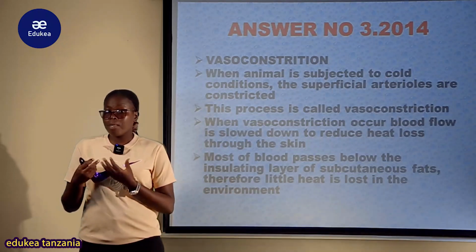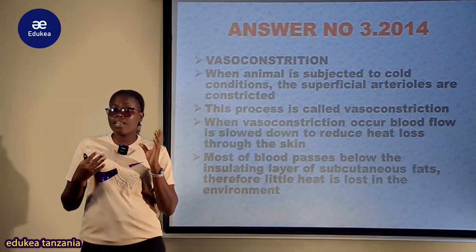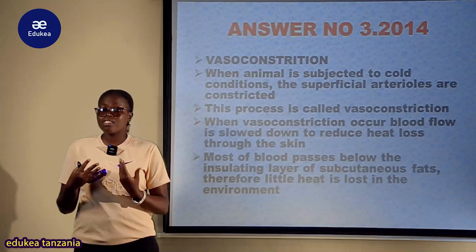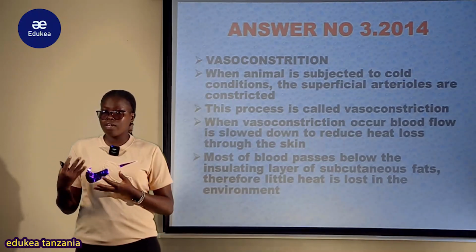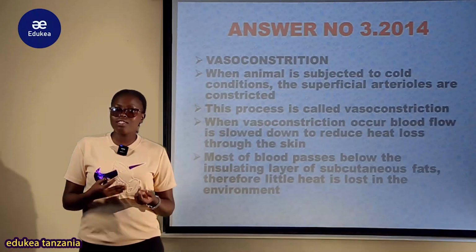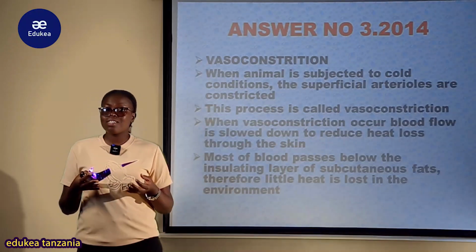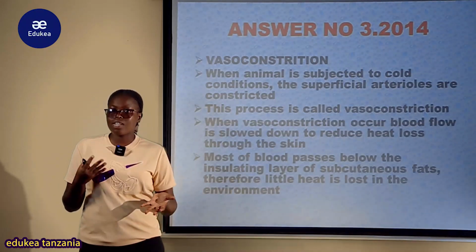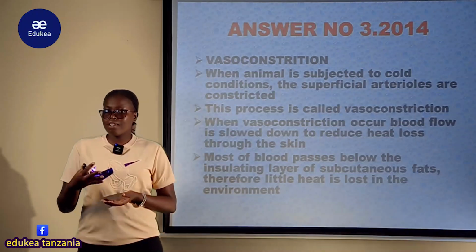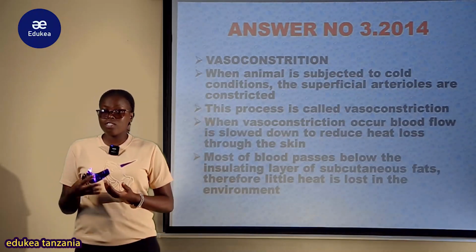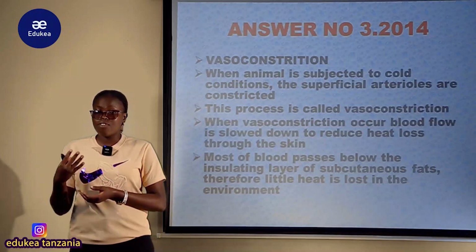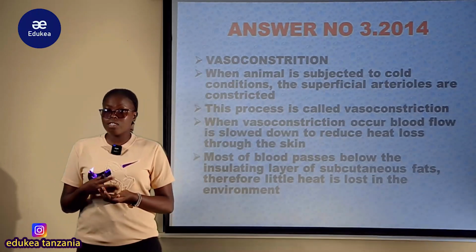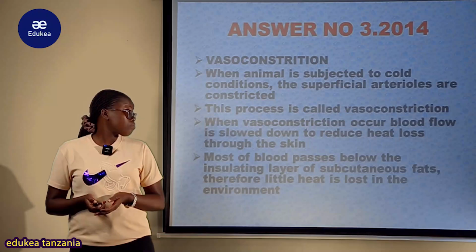Tunajua kwamba the body of the human being inakuwa ni enzyme controlled, meaning that it depends on the temperature. In order to work, it must be working in the optimal range of temperature. So the decrease in the temperature might result in the inactivation of the enzymes, or an increase of the temperature above the optimal range might result in the denaturation of the enzymes, ambazo zinaweza zika affect different physiological metabolism in the body of the human being.